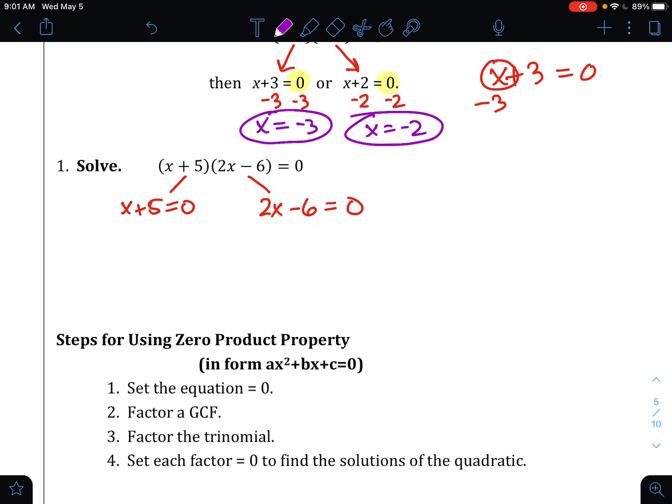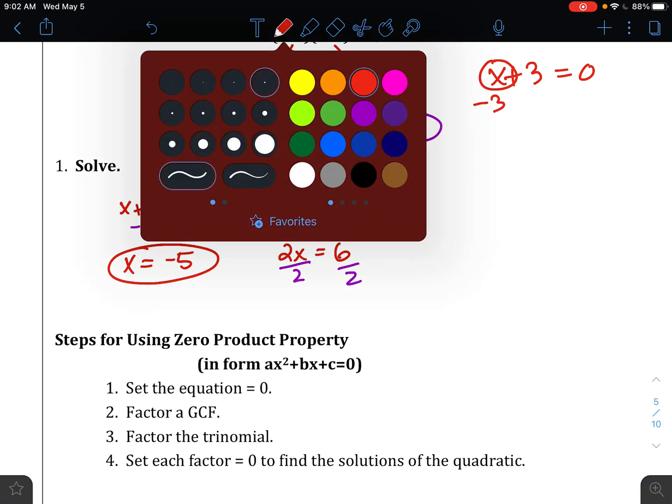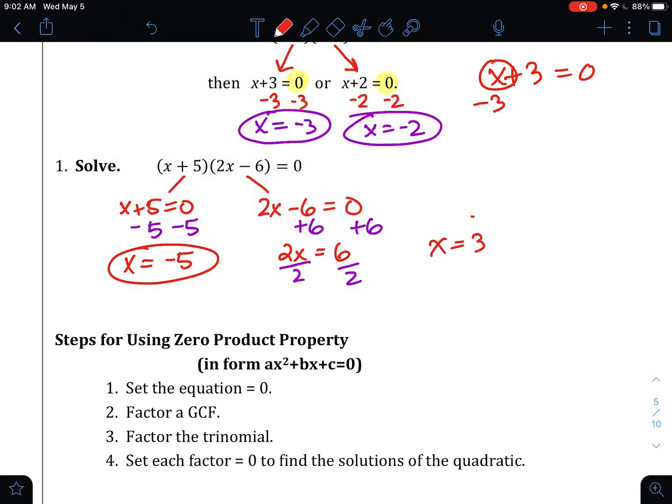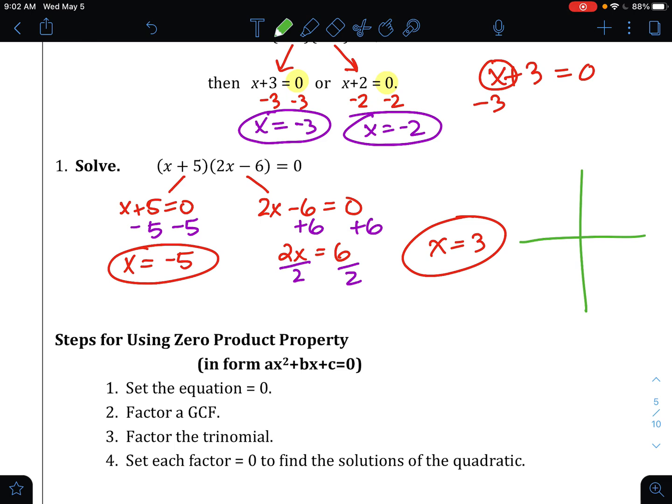So I'm going to just follow through on the first one. If I take away 5 from both sides, 0 minus 5 is negative 5. Solution number 1. Solution number 2, I'm going to solve it like I would normally. So I would add 6 to both sides. That would give me 2x equals 0 plus 6 is 6. And then I can divide by 2 on both sides. And then I would end up with x equals 3. So my solutions are negative 5 and positive 3. All right. So again, if I were to graph this, let me do a real rough sketch here. So I'm crossing at negative 5.